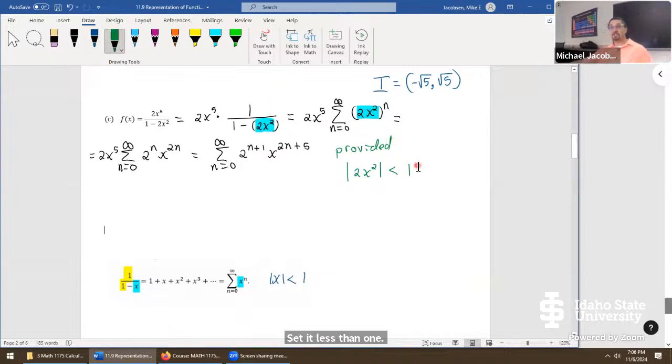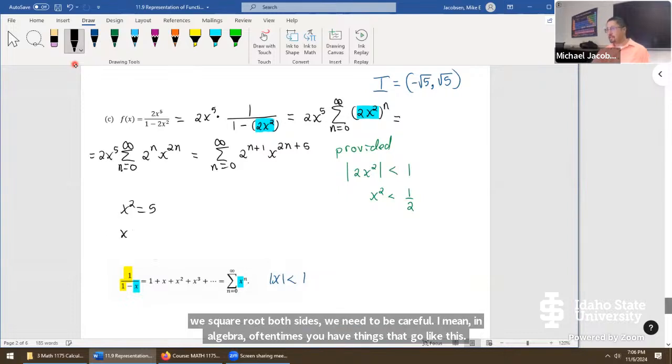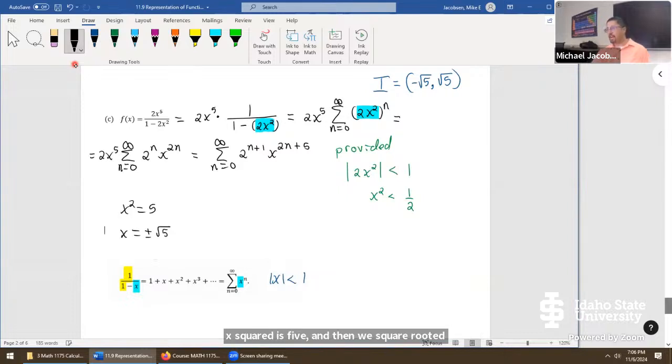Now we have to solve this and get an interval out of it, but you can divide out 2 right away. In fact, you can just drop absolute values. This is a positive quantity by the red dot. So we're left with x squared less than 1/2. When we square root both sides, we need to be careful. I mean, in algebra, oftentimes you have things that go like this. X squared is 5, and then we square root it. Say x is plus or minus square root of 5.